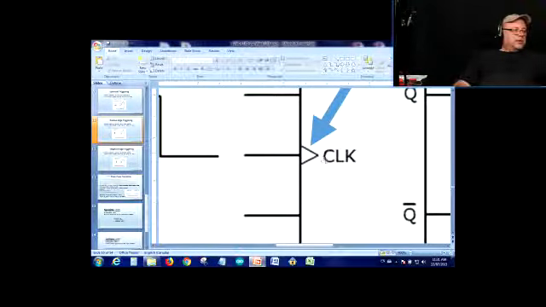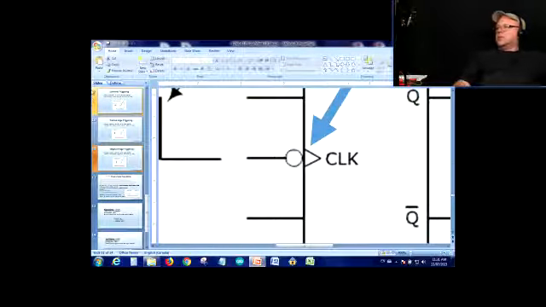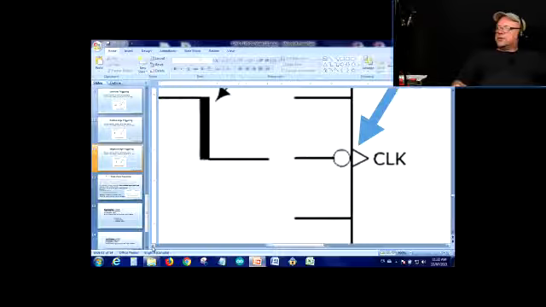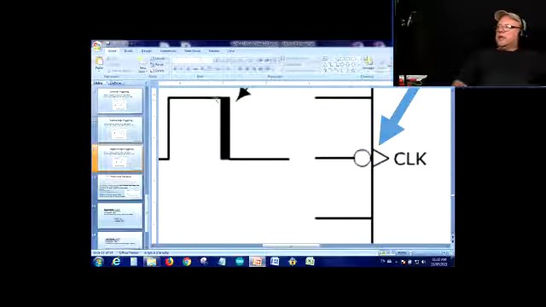Now let's see the bubble here. Where am I? I'm here. There we go. Now there's a bubble here. So what can we tell about this type of triggered input? We see a triangle, so we know immediately that this is not a level triggering, it's an edge triggering. And then the next thing we look at is whether there is a bubble or not. Oh, there's a bubble, so it's a negative edge triggering. The device is going to change its condition based on the signal going from high to low.